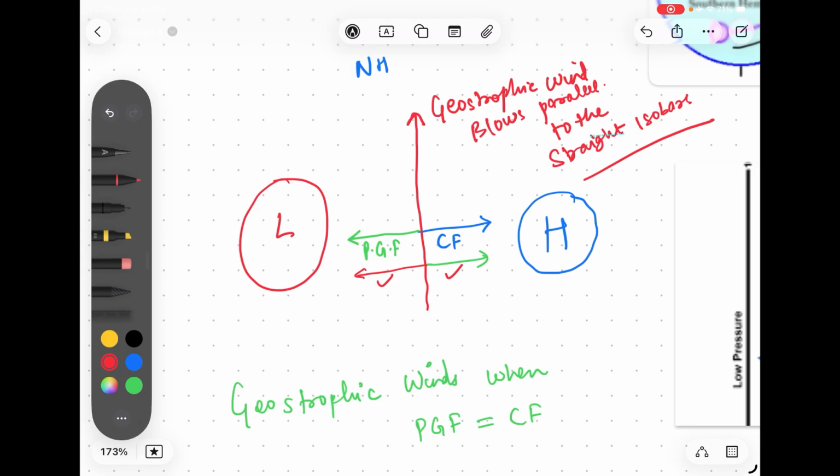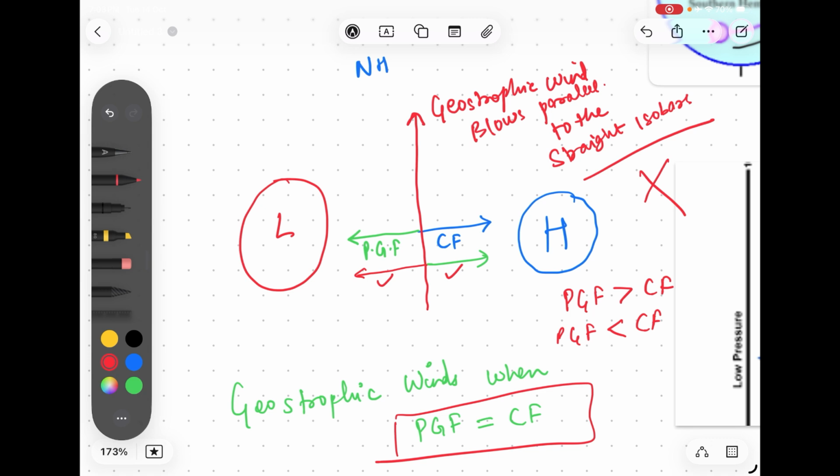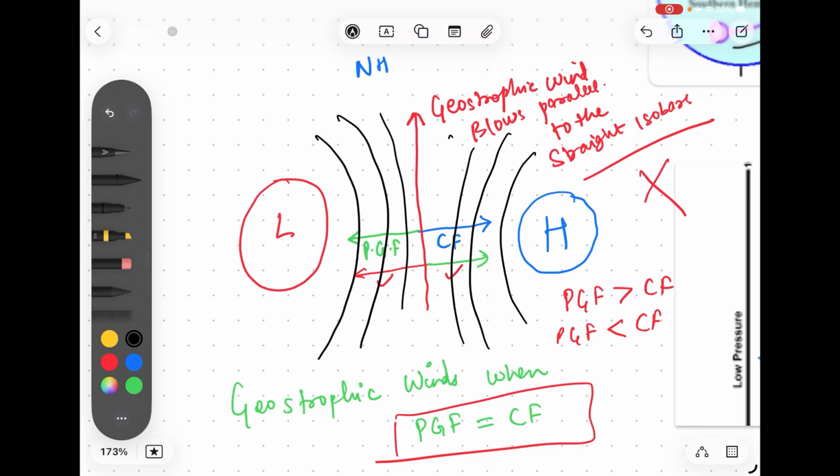If pressure gradient force is more than Coriolis force, or Coriolis force is more than pressure gradient force, then this wind will not exist. It will only exist when pressure gradient force is equal to Coriolis force. And when we say it blows parallel to the straight isobars, consider there are isobars like this around a low pressure. So there will be a time when these three lines are parallel. That is why it says so. Geostrophic winds blow parallel to the straight isobars.